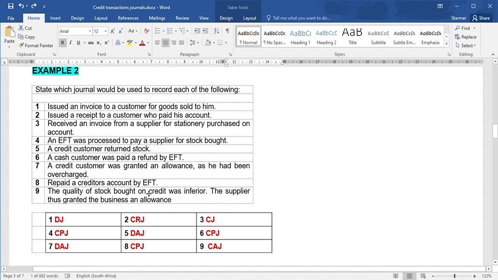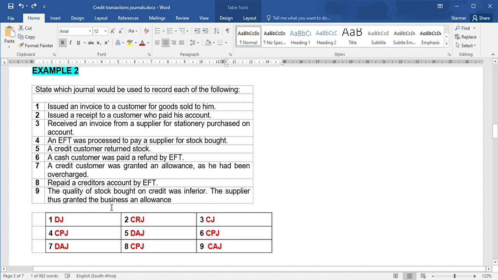A credit customer was granted an allowance as he had been overcharged. If you overcharge a debtor, you need to give him an allowance. That gets recorded in the debtor's allowances journal. Repaid a creditor's account by EFT. Here we are spending money, paying money, so that gets recorded in the cash payments journal.